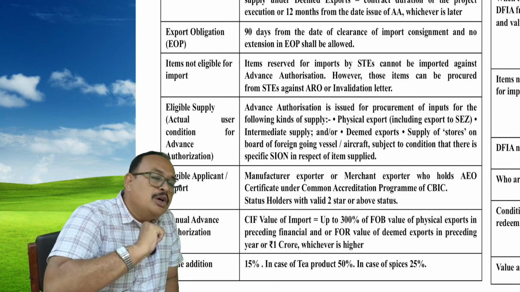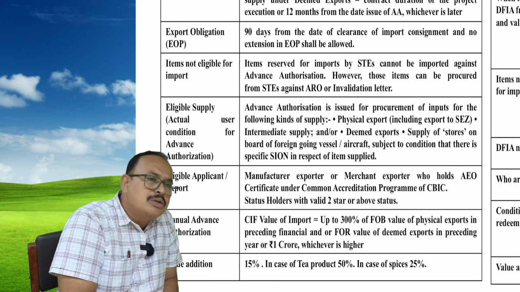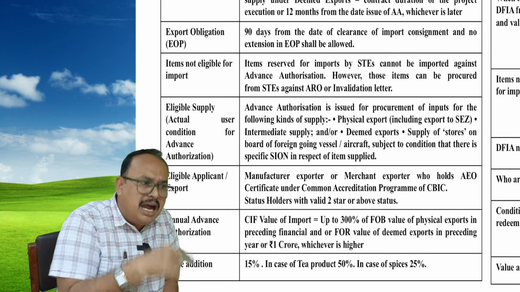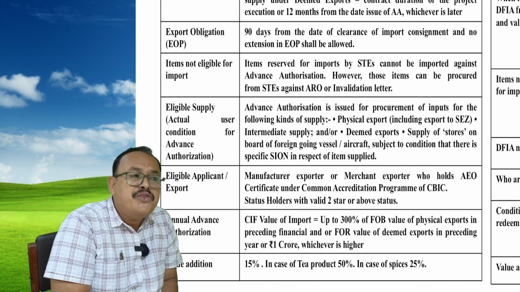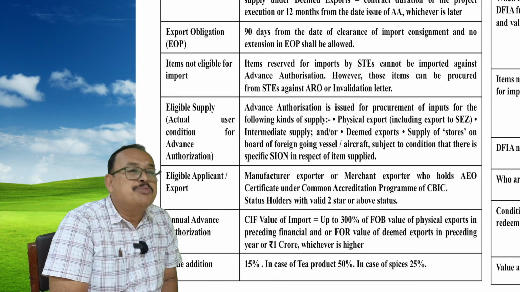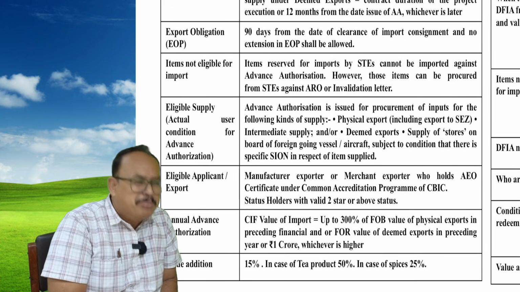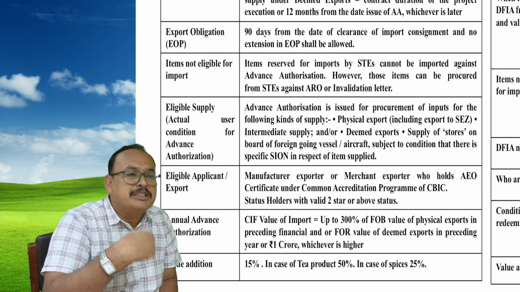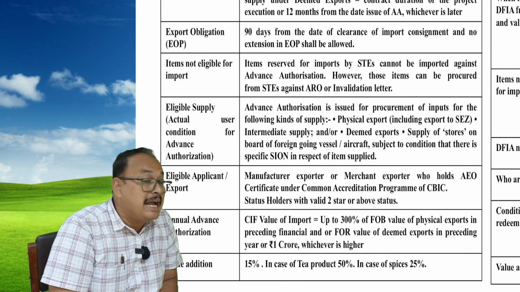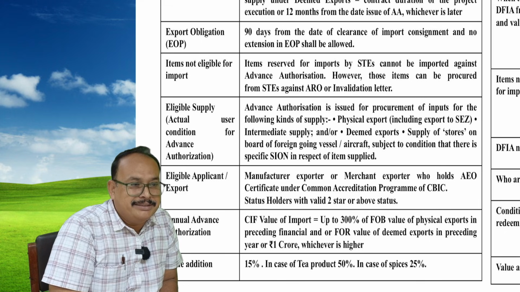Star exporter: who will get 2-star? Whose exports, how much? $15 million and above, but less than $50 million. They are called 2-star exporters, whose preceding 3 financial years' turnover plus current year turnover, export as well as deemed export together. Do not average it, accumulate it. Is it clear, my dear friends?